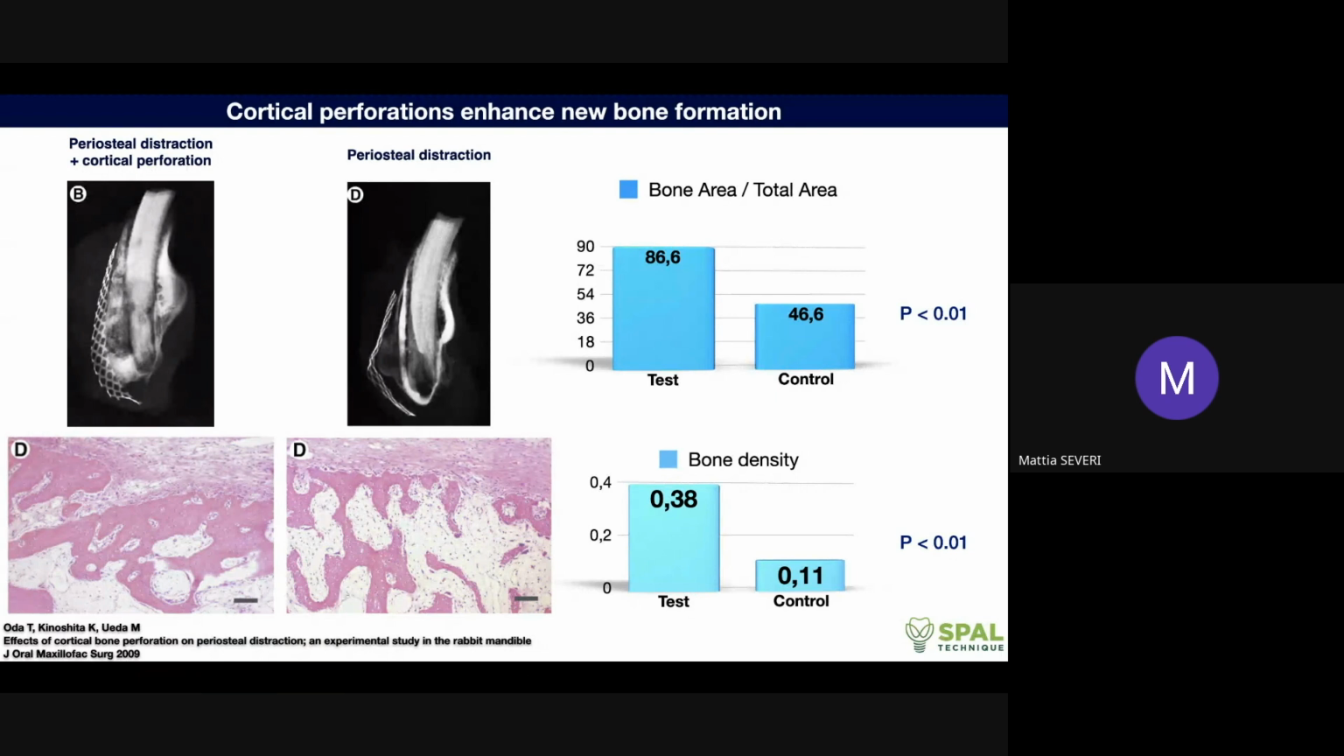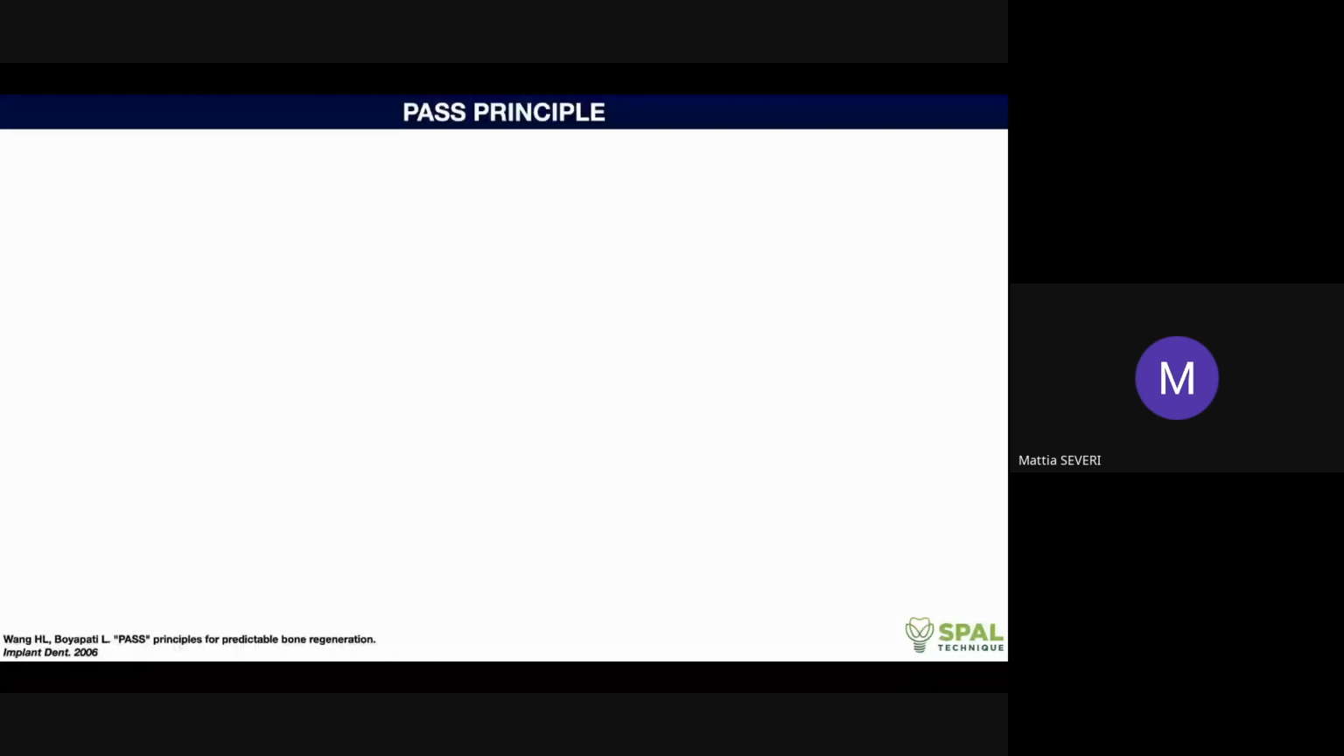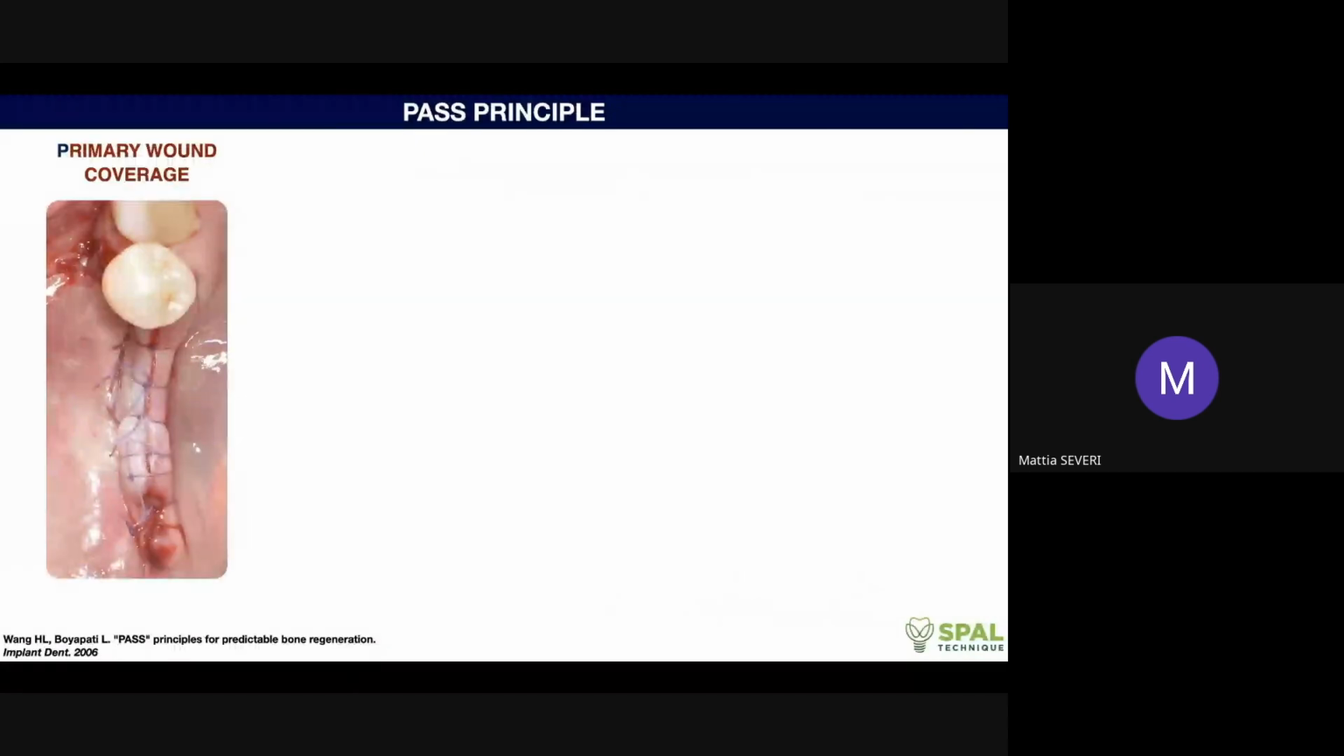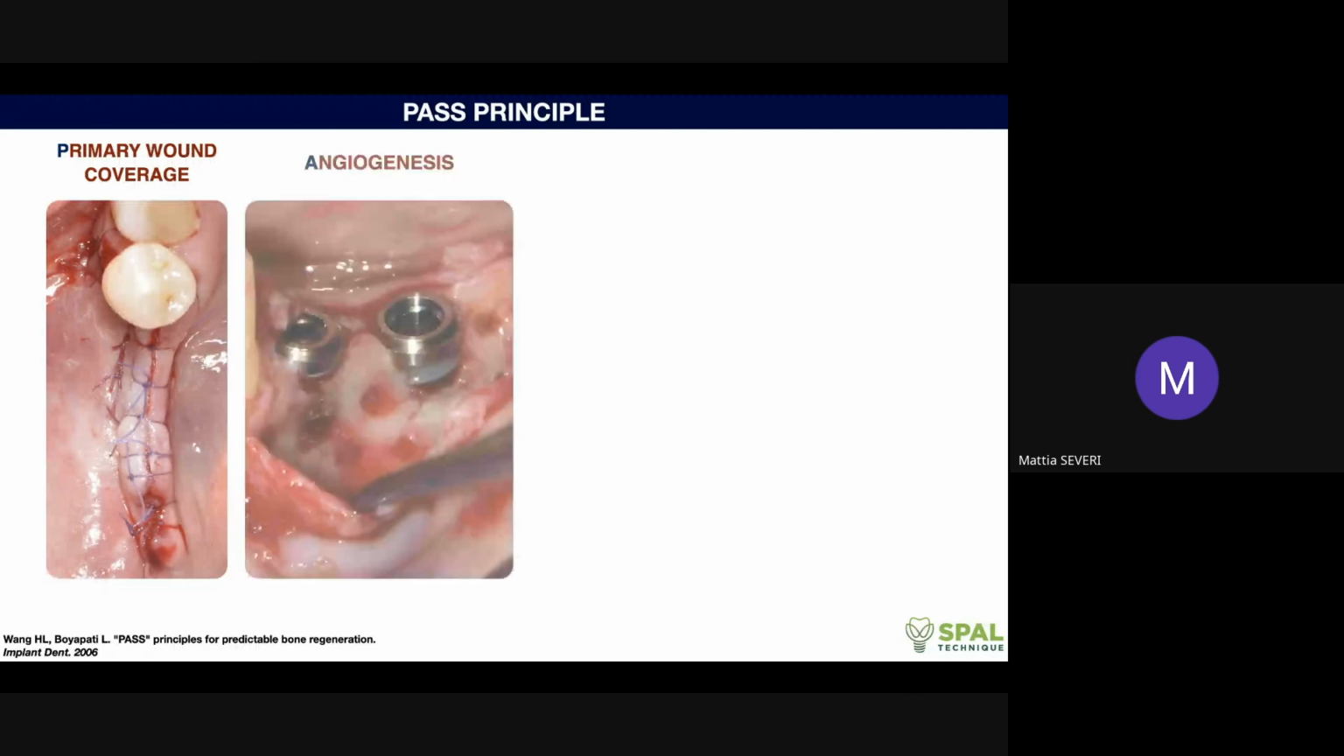Putting together all this information, we can see that our technique perfectly respects the PASS principle. The PASS principle is of paramount importance for bone regeneration and encompasses primary wound coverage, which we obtain by coronally advancing the mucosal flap and primary closing the surgical wound. Angiogenesis, but as I showed you before, angiogenesis is provided both by the periosteum and by cortical perforation.